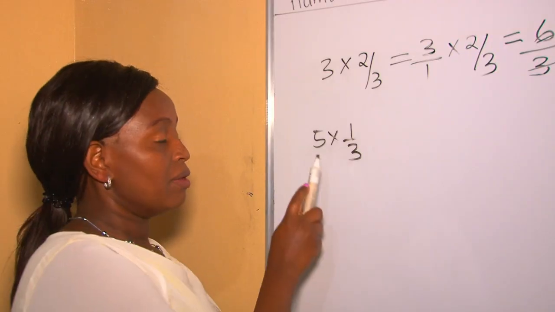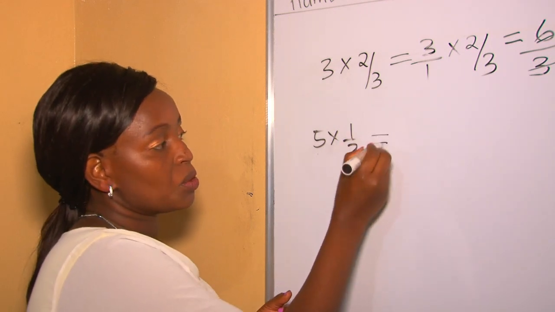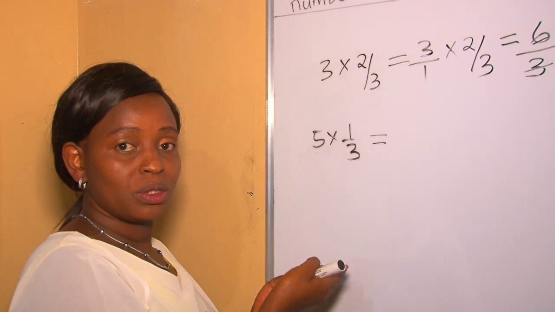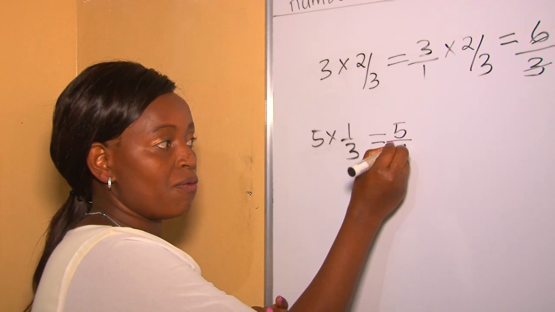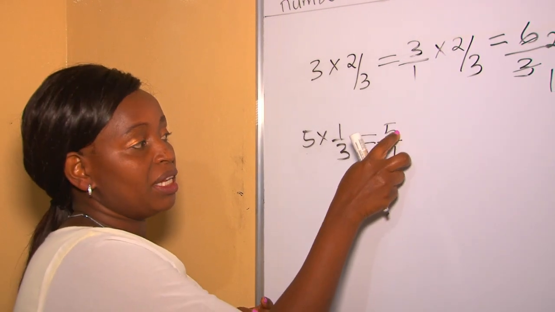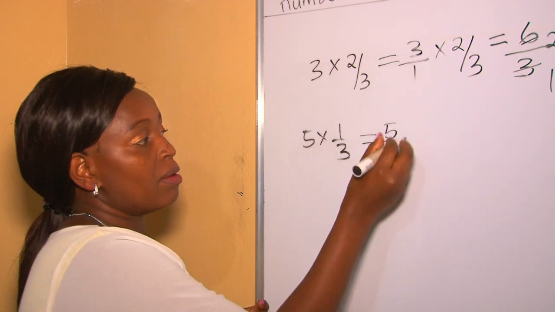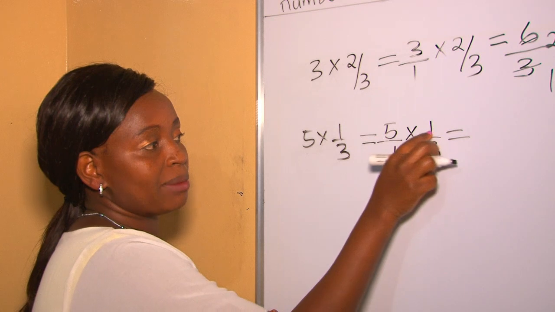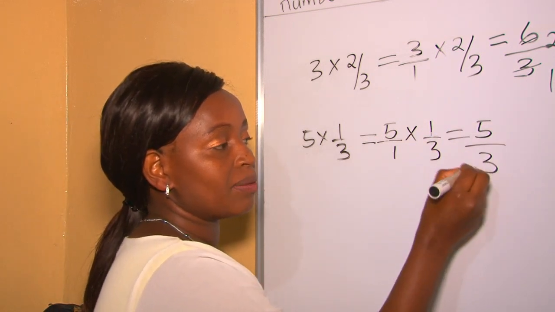Let's work out 5 multiplied by a third. So for our first step, we change 5 into a fraction by making it have a denominator of 1. Meaning this 5 divided by 1 is still 5, multiplied by a third. So 5 times 1, it's 5. 1 times 3, it's 3.